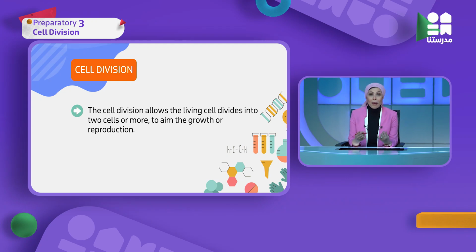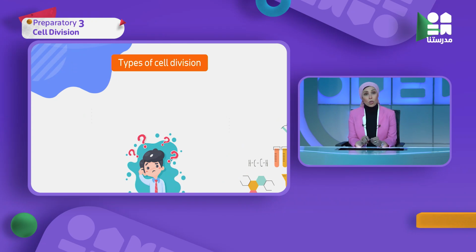We were babies and we grow, so the first importance of cell division is that it helps in the growth of living organisms, either animals, plants, and humans. This is number one. It's also important in reproduction, as I said before. It is very important.